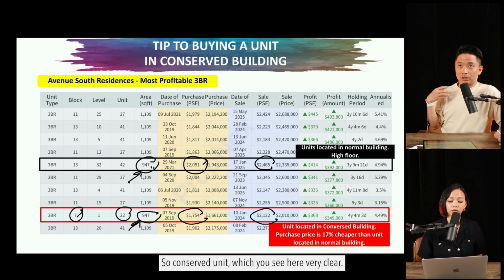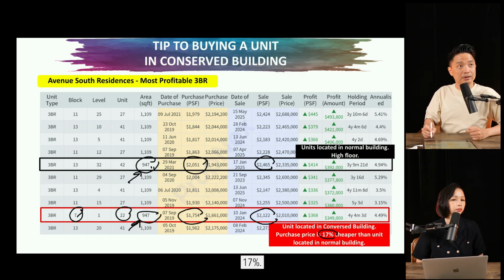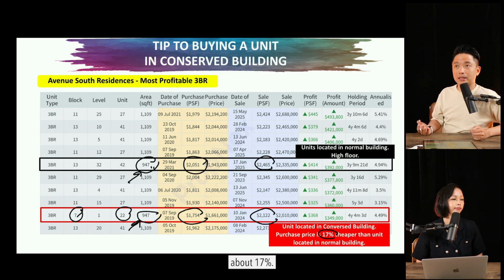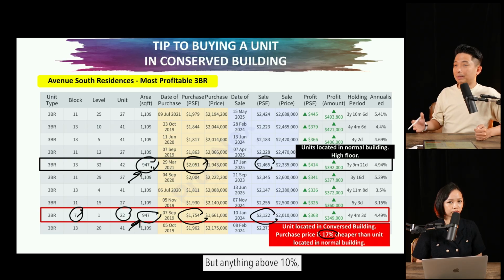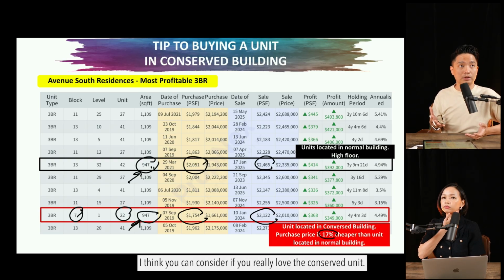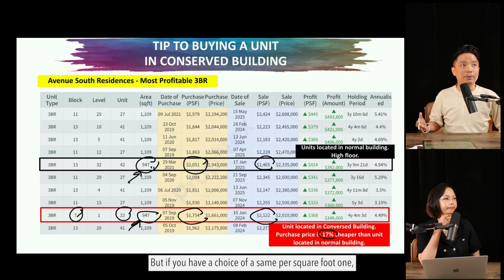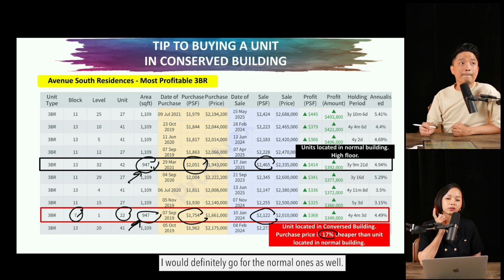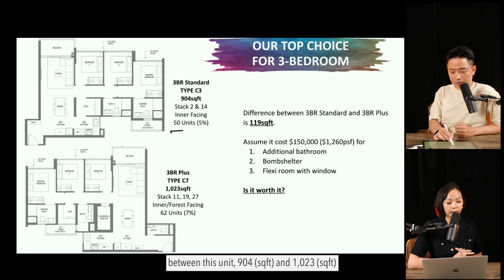And I don't think the conserve for the 3-bedroom here will be any cheaper, because the size itself is quite big already. So for the conserve unit, which you see here very clearly, 17%. So you try to buy, in terms of per square foot, about 17% cheaper. If you can hit 20% will be the best, and then it makes sense. But anything above 10%, I think you can consider if you really love the conserve unit. But if you have a choice of the same per square foot one, I definitely wouldn't recommend it. I would definitely go for the normal ones as well.